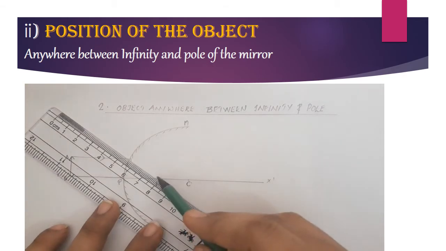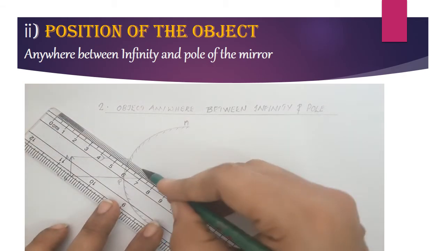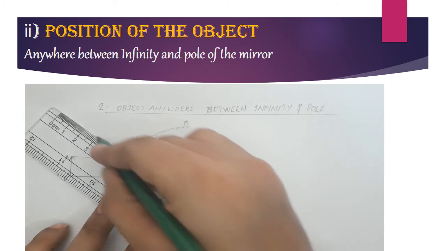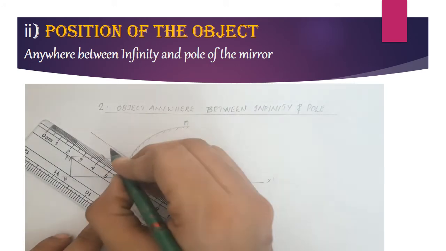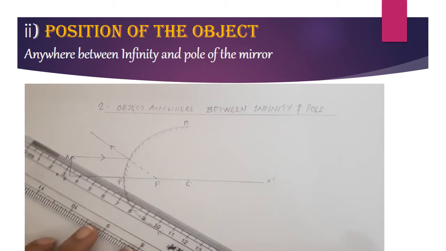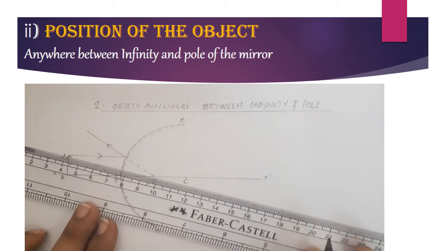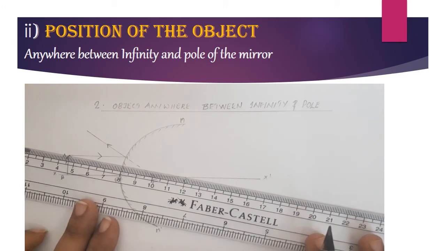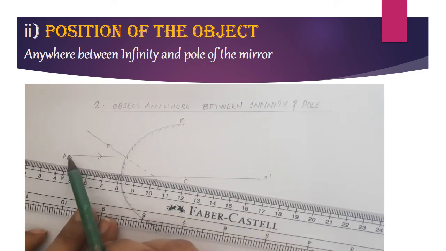So let us show this is our principal focus. So we will show the dotted lines. Then the reflected ray is this. Now the second light ray enters through the center of curvature and it reflects back along the same path. So this is our center of curvature, this point, and this is our object.